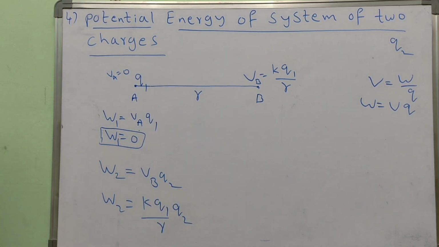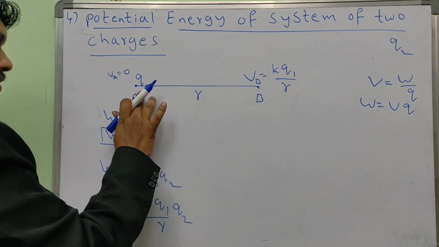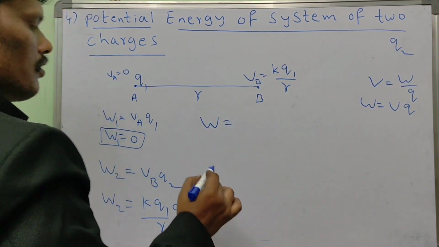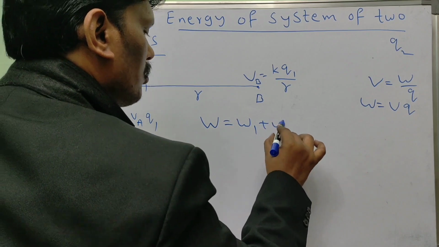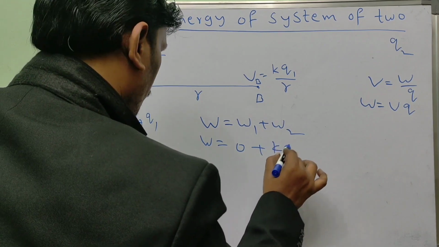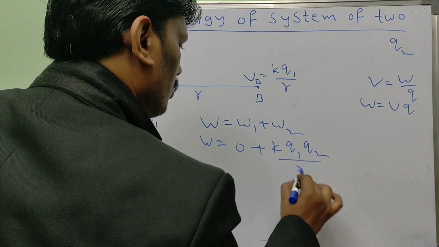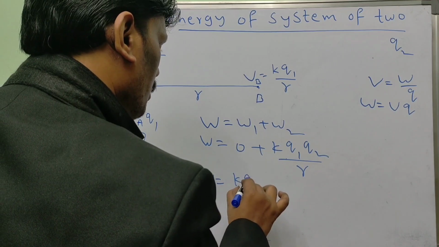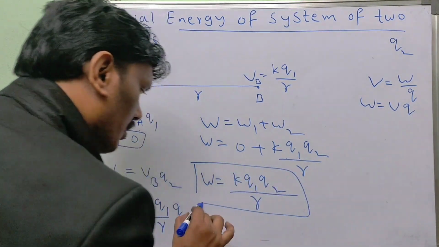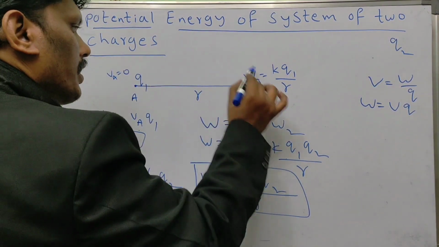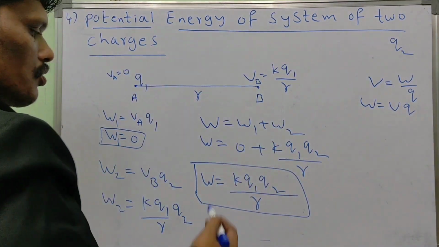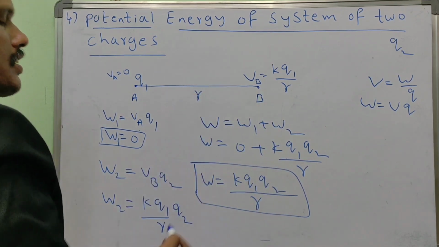Finally, what is the total work done to bring both charges Q1 and Q2 to form a system? So the total work done is W1 plus W2. W1 is 0, W2 is K into Q1 Q2 upon R. Then W is equal to K Q1 Q2 upon R. This work done is required to form a system, to bring these two charges from infinity to here to form a system. So this work done is stored as potential energy in the system.